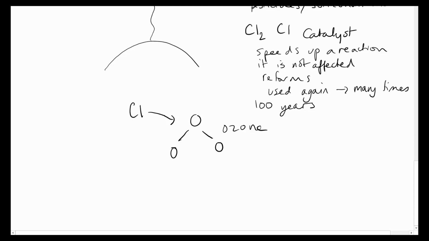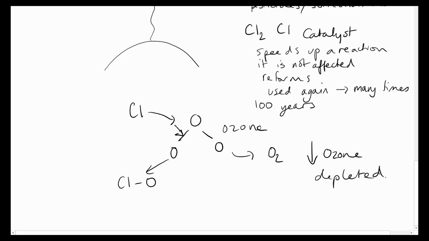So here we go. So the chlorine takes away one of the oxygen atoms from the ozone molecule and forms a new molecule here, the chlorine joined to the oxygen. And so now we've just got oxygen. We've lost ozone. The ozone's been depleted, you could say. It's a nice word to use. And we've got this new molecule here.